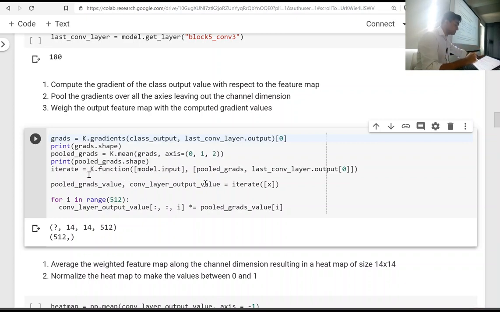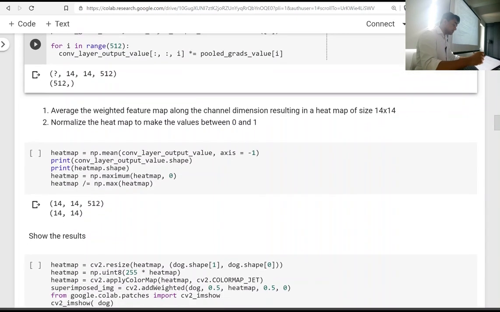Then we are iterating. Okay, what are we doing here? Iterate K function model input. Essentially, this is us multiplying the C values with the C channels coming in. So I have those 512 values. I'm multiplying the 512 channels with these 512 values. For i equal to range, and what are we doing here? We are summing those channels now. I'm summing all those 512 channels to get one single channel. Now, if I do that, I'm going to get my heat map.